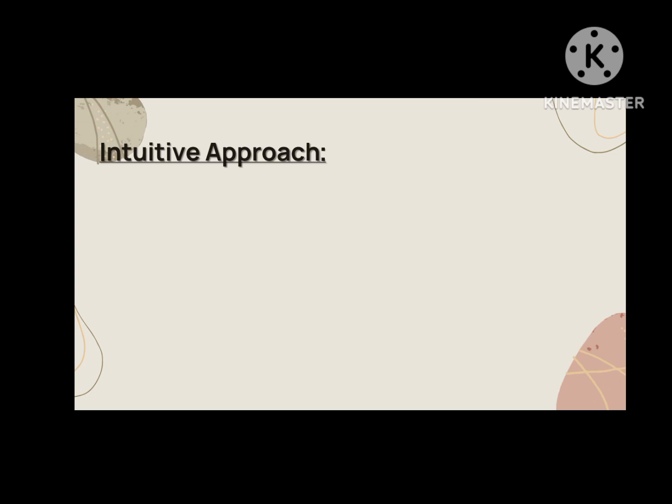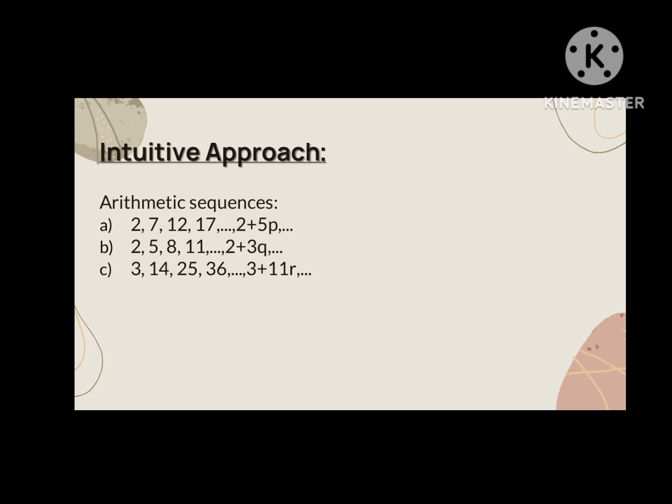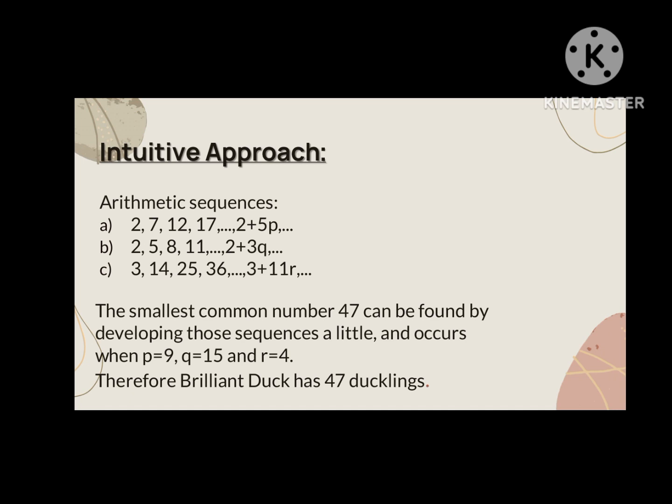Thinking might have revealed that the number of ducklings is given by the number which occurs in each of the following arithmetic sequences. The smallest common number, 47, can be found by developing those sequences a little, and occurs when P is 9, Q is 15, and R is 4. Therefore, Brilliant Duck has 47 ducklings.